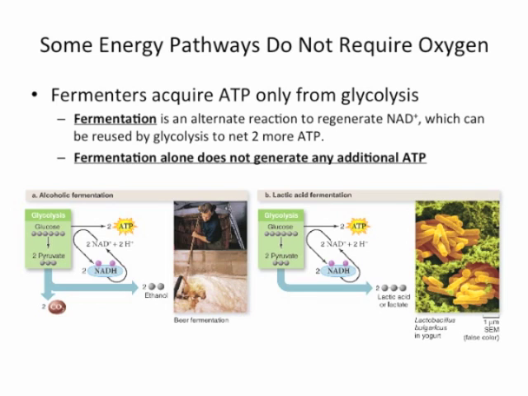So fermentation is an alternate reaction to regenerate NAD+, which can then be reused by glycolysis to net 2 more ATPs. So fermentation, the only thing it's doing that's productive in terms of energy is it's regenerating NAD+. So it's an alternate mechanism to the electron transport chain for doing this. So here's alcoholic fermentation on the left here. And alcoholic fermentation takes your pyruvates, uses the energy from the electrons of NADH to convert pyruvate into ethanol, and that regenerates NAD+. It also loses carbon dioxide at the time as a waste product.